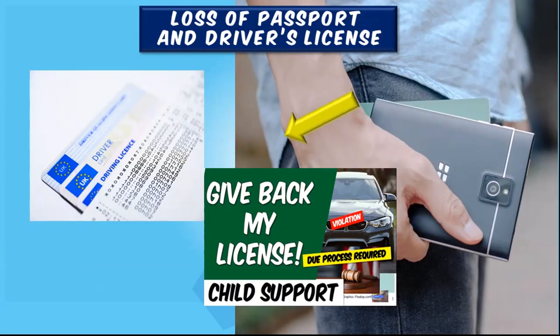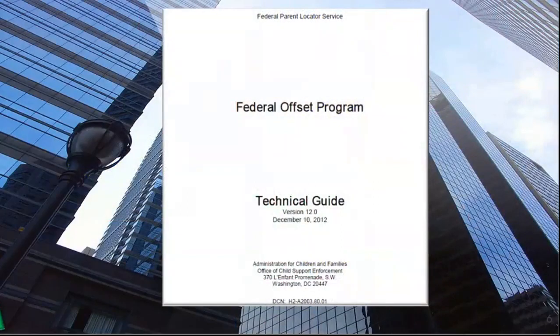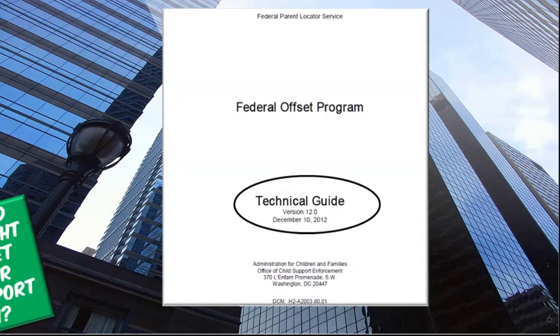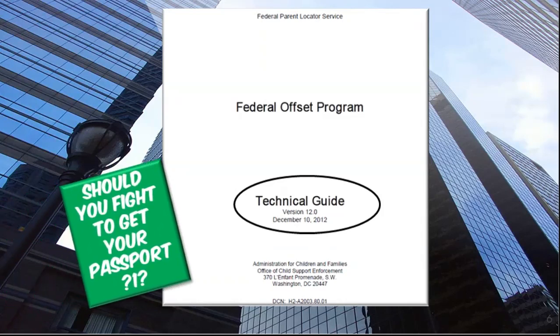If you lose your passport, there's a likelihood that you also could lose access to your driver's license. We have a video called Give Back My License on this channel, review that. But the way the agency is designed, revoking of all licenses is part of their enforcement process. The revocation of your passport or license falls under what is called the Federal Offset Program. Here I've highlighted the technical guide, which was last updated in December 2012.